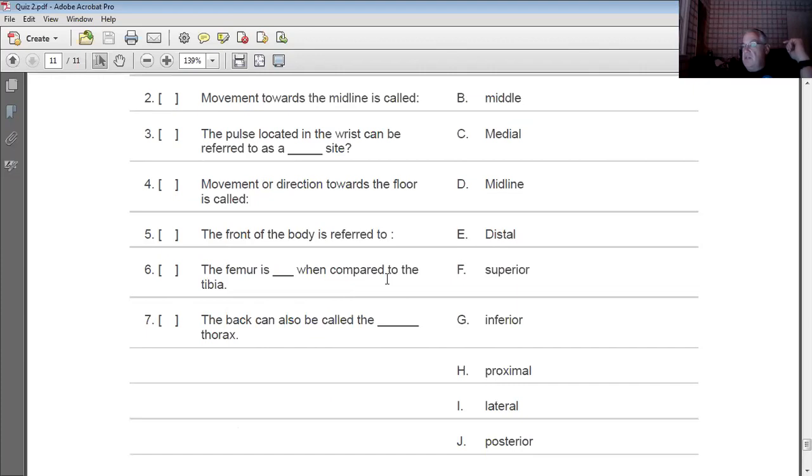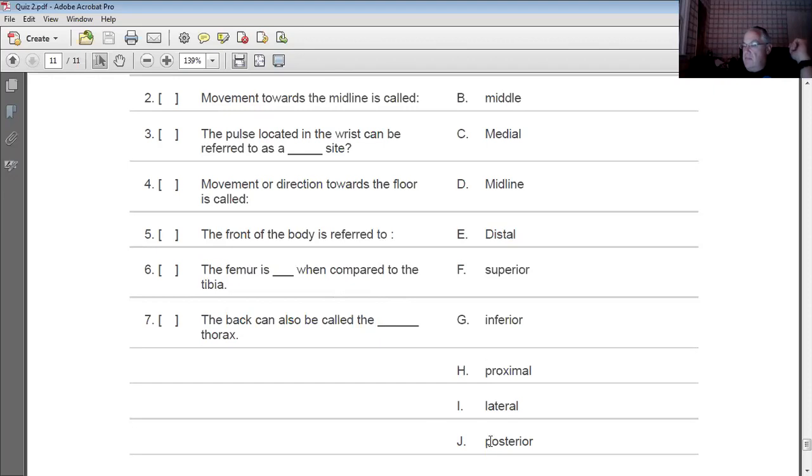The femur is blank when compared to the tibia. So the femur is the bone in your upper leg, and the tibia is the bone in the front of your lower leg. So the femur would be proximal because it's closer to the center of the body when compared to the tibia. And your back is the back of your chest, so it's your posterior thorax, right? Because your chest goes from your front to your sides to your back. So your back can also be referred to as your posterior thorax.